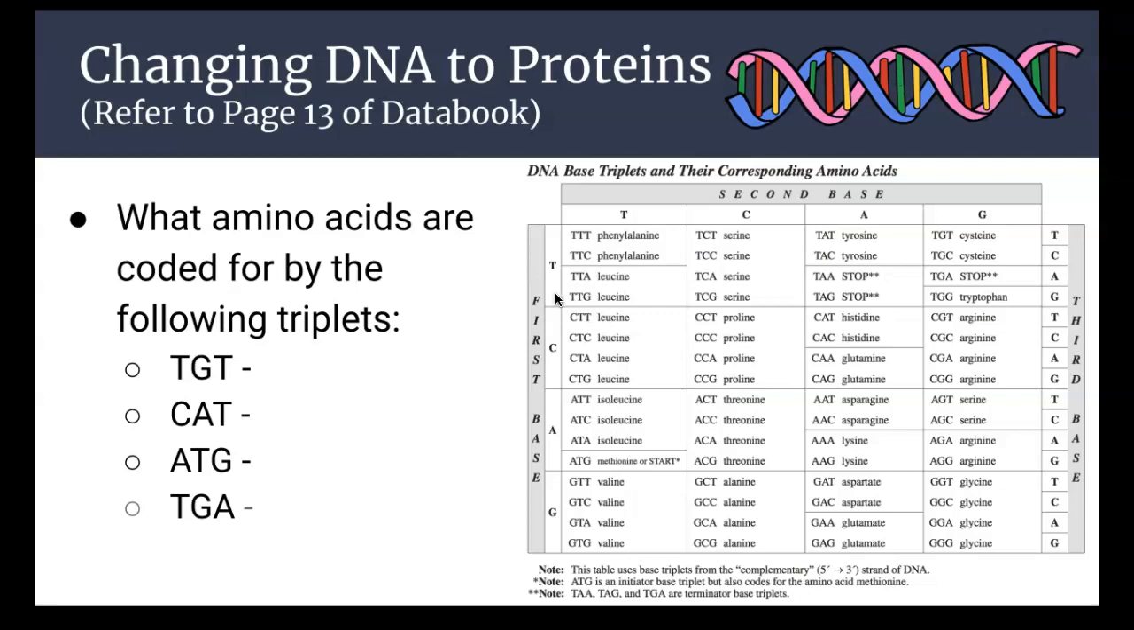So the first base is a T, and then there's a G as the second base, and the third base is a T. So this one should be cysteine. Second answer is C, A, T. So that one should be histidine. And ATG, so A and T and G. This one is a little bit of a different amino acid because it's either methionine or it starts. So it will come at the very beginning of each gene that I give you.